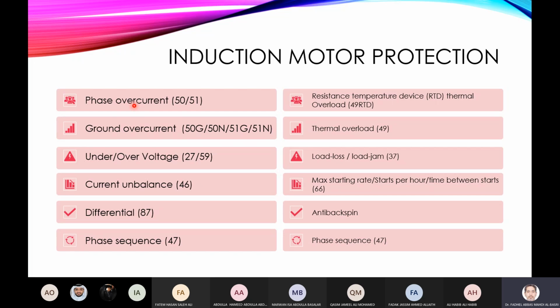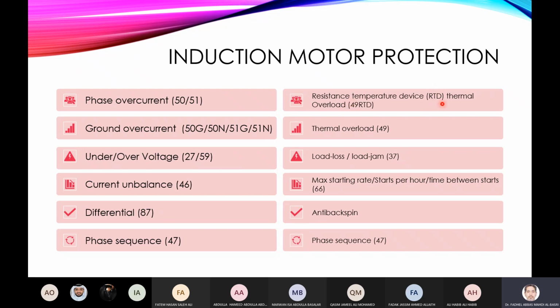When I say phase, it is for protecting windings from phase-to-phase faults or three-phase faults. For ground faults, we also have 50G or 50N, and 51G. Normally G and N are related; I'll show later the difference between these two. Then we have under and over voltage protection, current imbalance, differential protection, and phase sequence, and these are the IEEE code numbers for those protection functions.